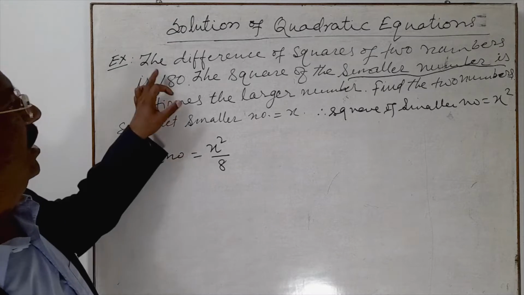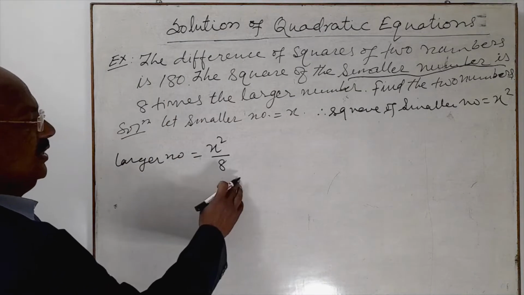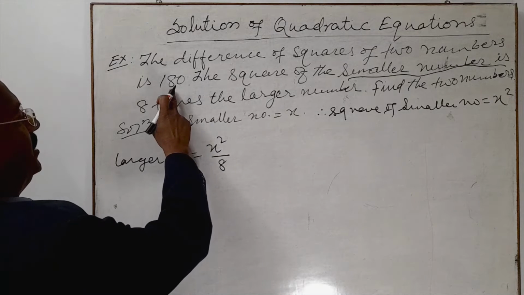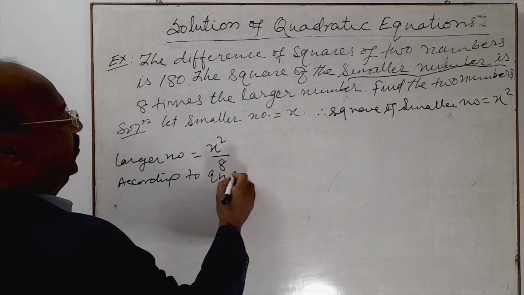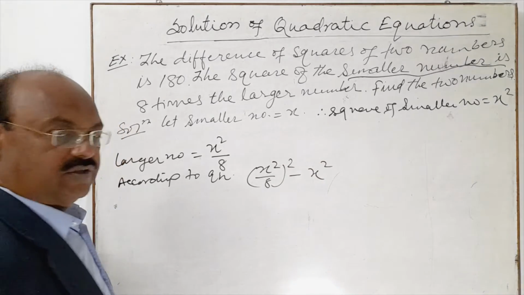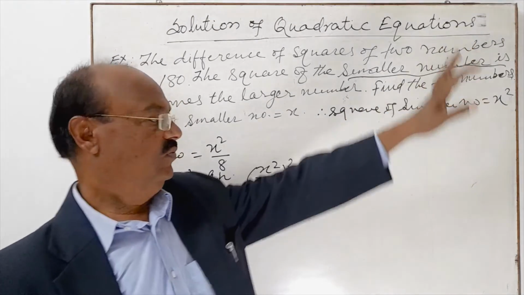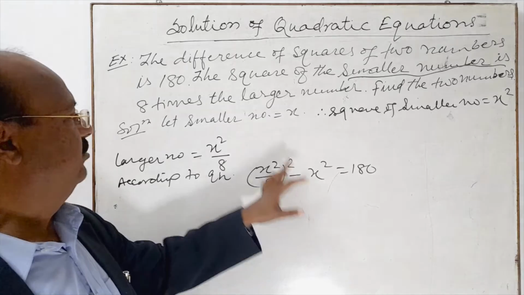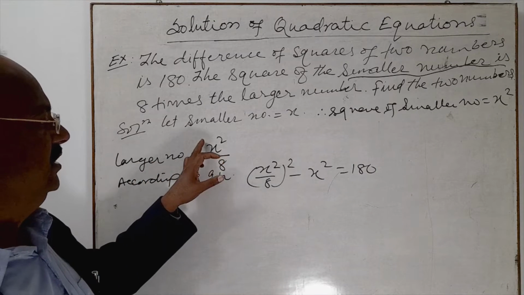Correct? Now you see, the difference of the squares of two numbers is 180. So this is the larger number and this is the smaller number. According to this question, we can write larger number square minus smaller number square is equal to 180. Now we have to find the two numbers. By solving this expression, you will get the value of x, that will be the smaller number. And if you find the value of x, then you can get the larger number by calculating x square by 8.